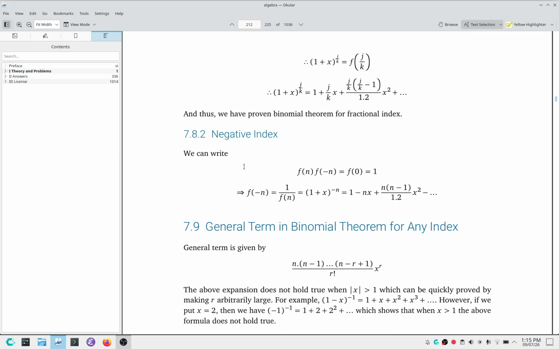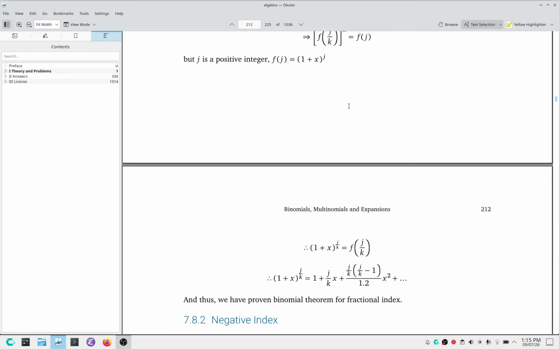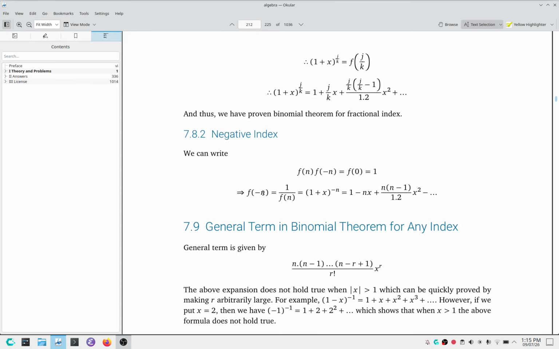Now for the negative index, we have f of n times f of minus n is equal to f of 0 is equal to 1 from this relationship. Okay. So f of minus n is equal to 1 upon f of n, that is 1 plus x to the power minus n, which is equal to 1 minus nx plus n times n minus 1 upon 1 times 2 x square minus and so on.